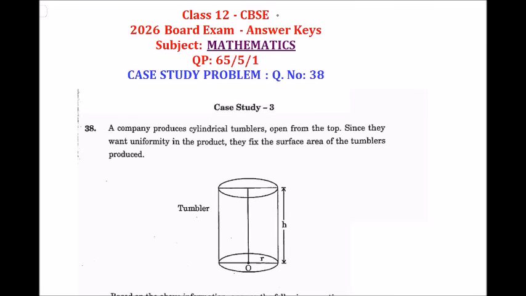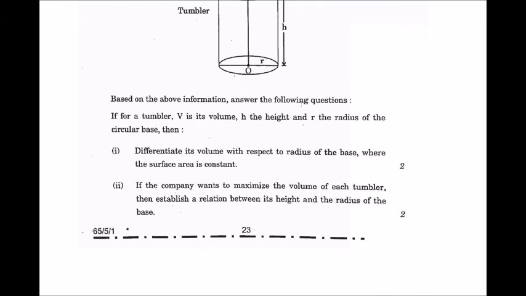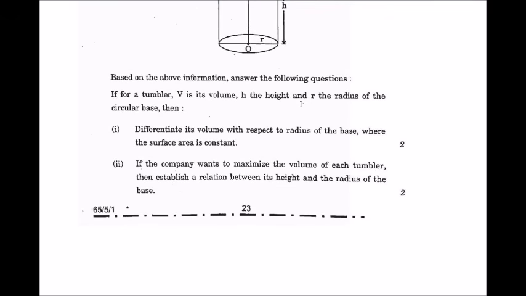In this video, we are describing Class 12 CBSE 2026 Board Exam Answer Keys, Subject Mathematics, Question Paper Code 6551, Case Study Problems, Question number 38. The question is, a company produces cylindrical tumblers open from the top. Since they want uniformity in the product, they fix the surface area of the tumblers produced. Based on the above information, answer the following questions.